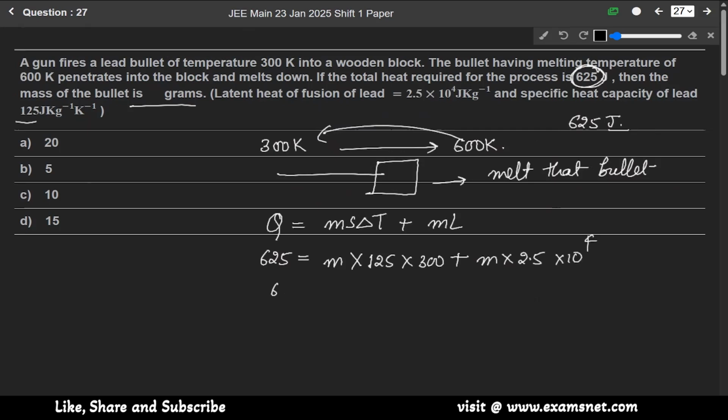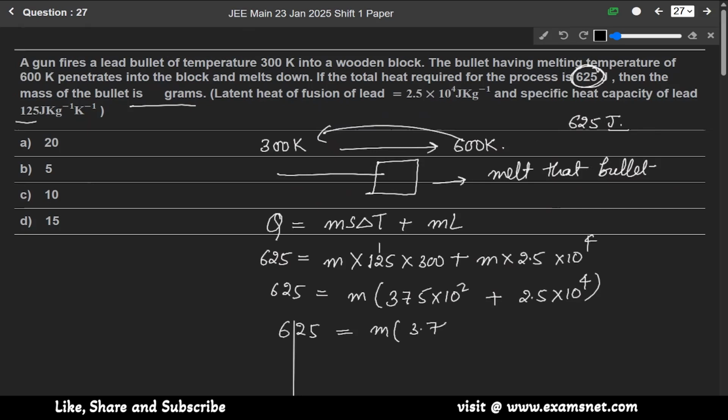So solving it, we get 625 equals to taking m common. So it will be, 5 threes are 15, carry 1, 3 sixes are 18 plus 1, 19... 3 ones are 3 into 10 to the power 2 plus 2.5 into 10 to the power 4. So it will become 625 equals m times 3.75 into 10 to the power 4 plus 2.5 into 10 to the power 4.